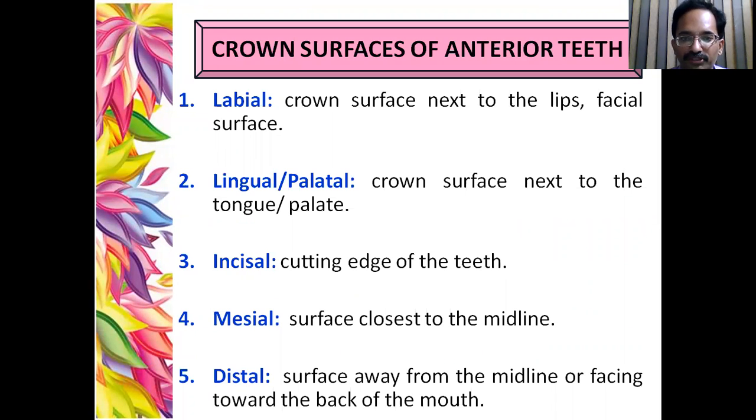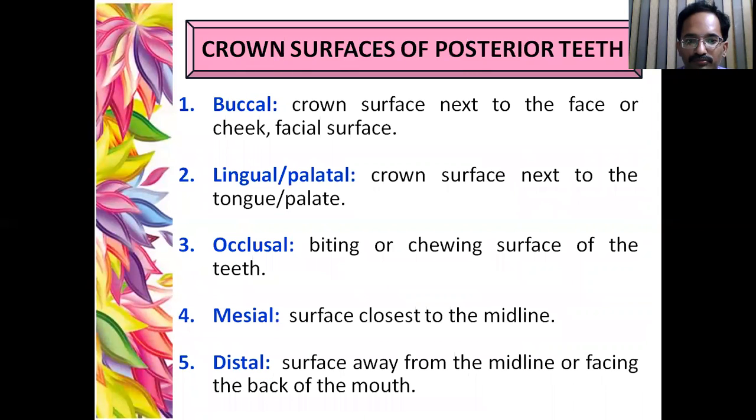So, coming to the crown surfaces of anterior teeth, these are the terms which we use to describe the crown surfaces. Labial surface is the crown surface which is next to the lips, or the facial surface. Lingual surface or the palatal surface is the crown surface which is next to the tongue or palate. Incisal surface is the cutting edge of the teeth. Mesial surface is the surface closest to the midline, and distal surface is the surface away from the midline, or facing toward the back of the mouth.